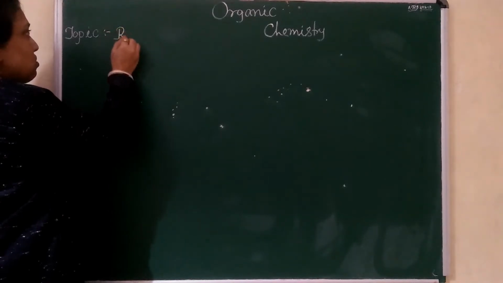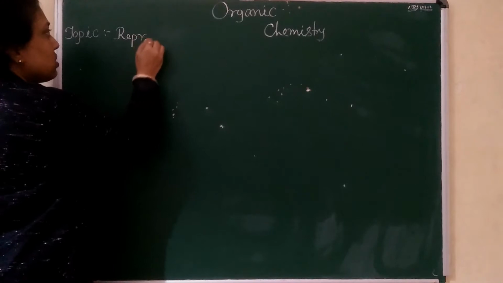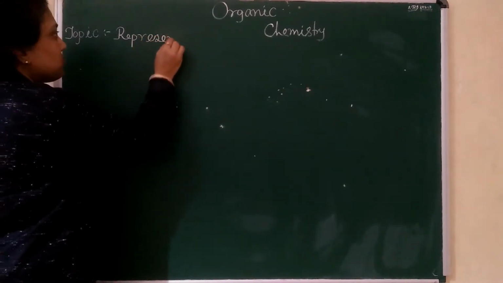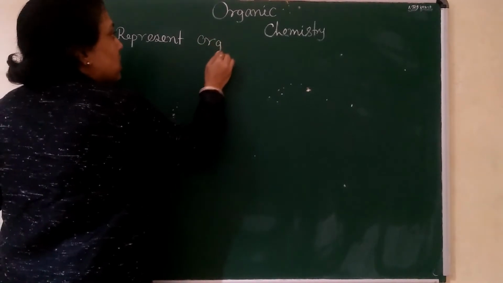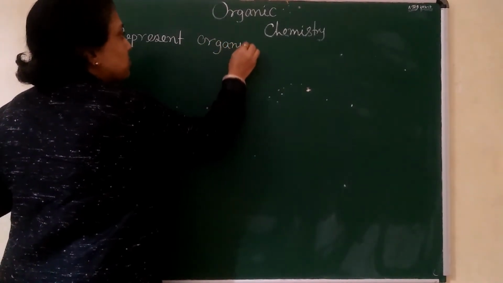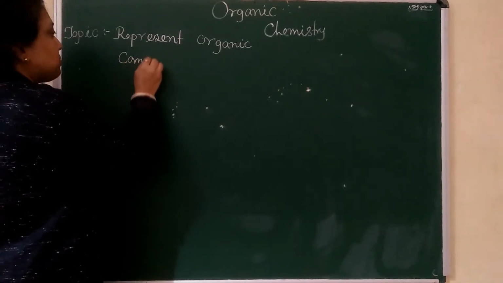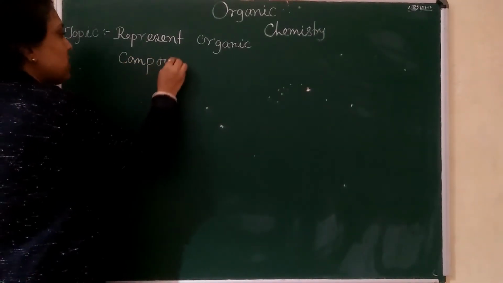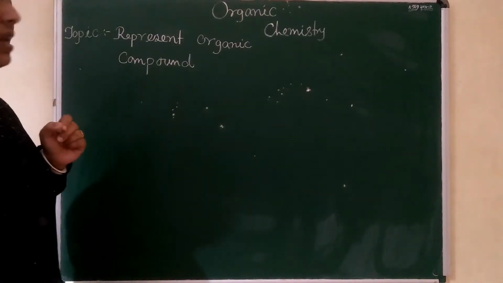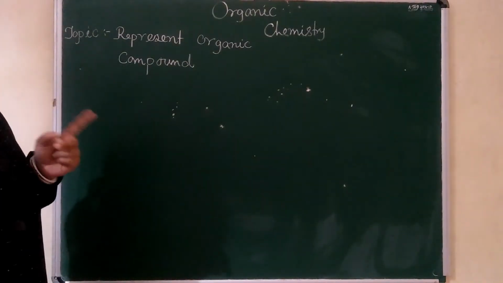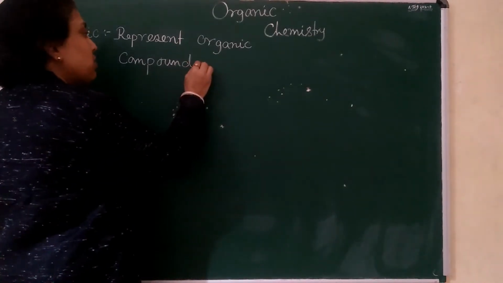The topic is how to represent organic compounds. What you have studied till class 10 is the nomenclature of alkane, alkene, alkyne. It is related to that only. But in what way have you represented them?